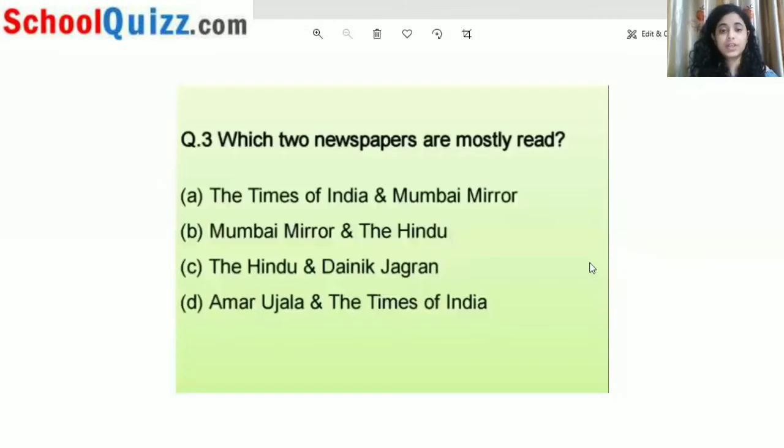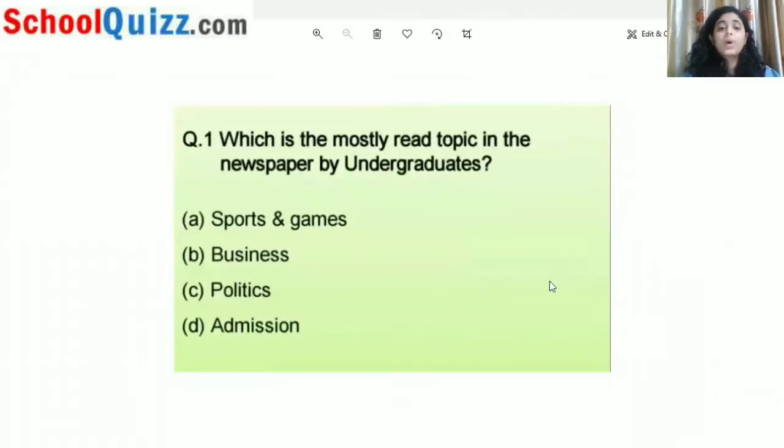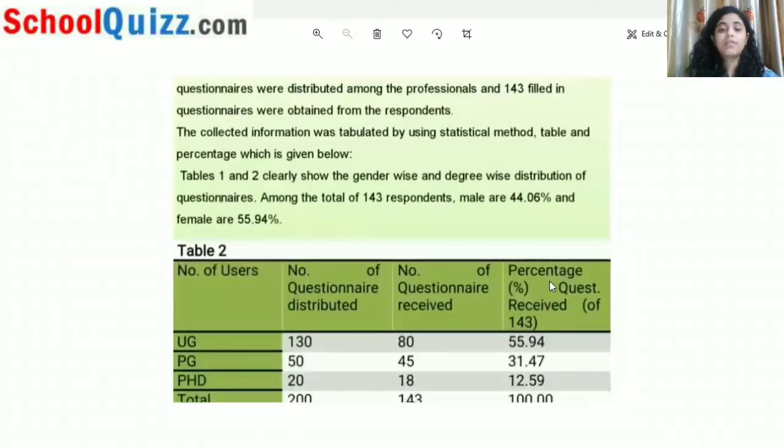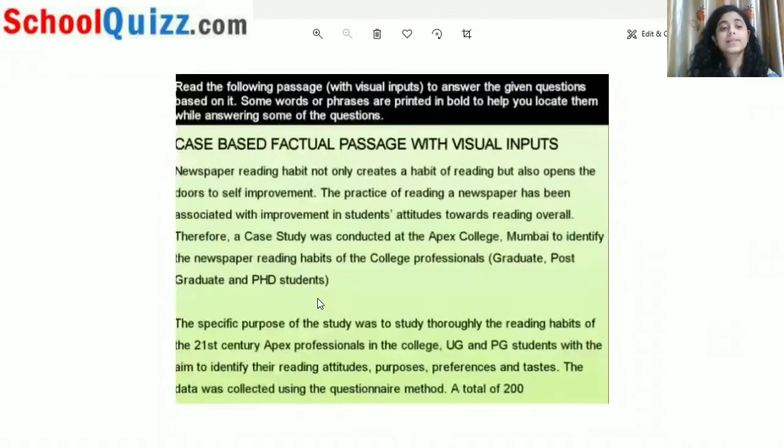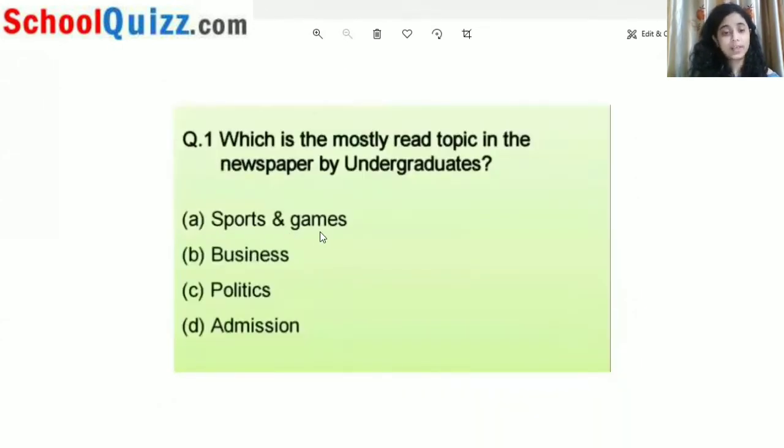Okay. Moving on to questionnaires. First one: which is the most read topic in newspapers by undergraduates? Undergraduate short form is UG. So let us read in the graph we have been given. Undergraduates means pink in color. They have interest in sports and games. How did I identify? Because it is the highest over that section, sports and games. Among sports and games, business, politics and admission, which one is the highest voted? Sports and games. So our correct answer is A, sports and games.